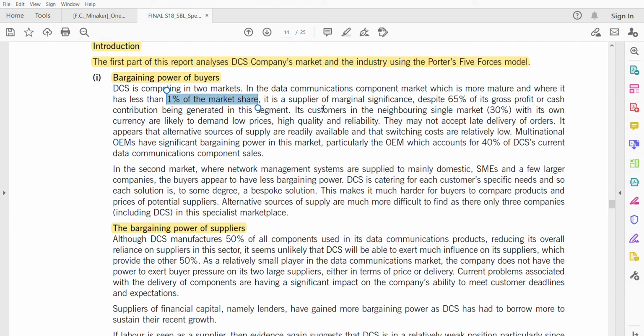What is it saying? It is also telling you something. It is mature and it has less than 1% of the market share. Competition is high in this market. Less than 1% of the market share means what? Highly competitive, right? Okay, so it has less than 1% of the market share. It is a supplier of marginal significance, despite 65% of its gross profit or cash contribution being generated in this segment.